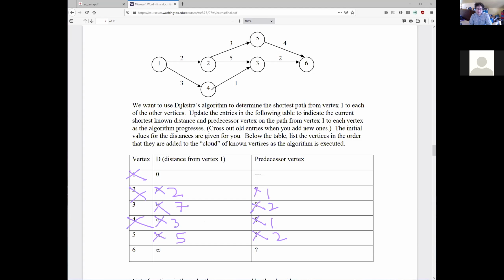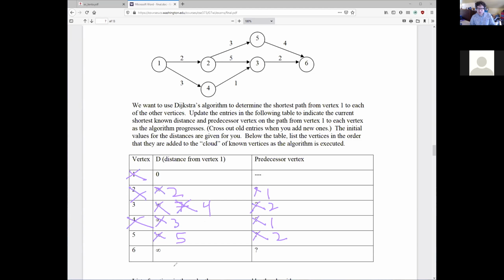So let's look. We only have one outgoing edge, which is 1. It costs 3 to get to 4, plus 1 additional to get to node 3. So it's 3 plus 1, compared to what we already know. The current cost is 7. So is 3 plus 1, which is 4, less than 7? Yes, it is. So now we're done with 4.